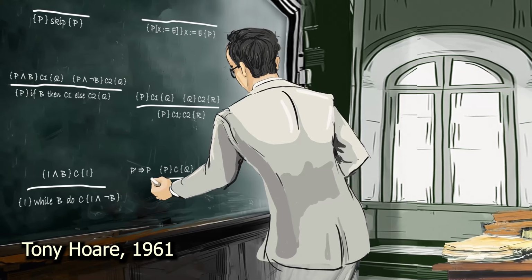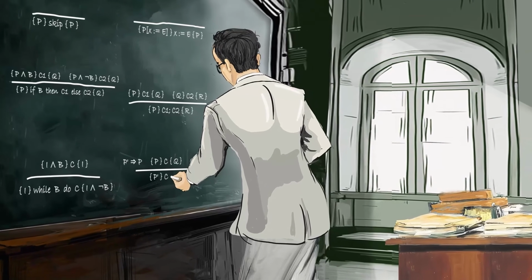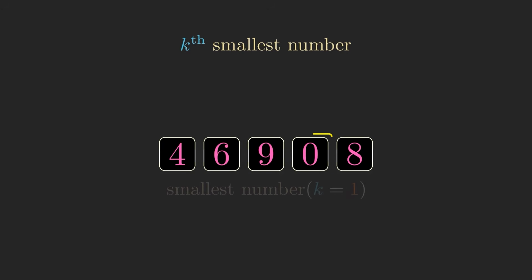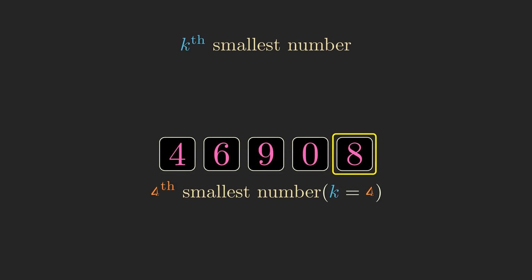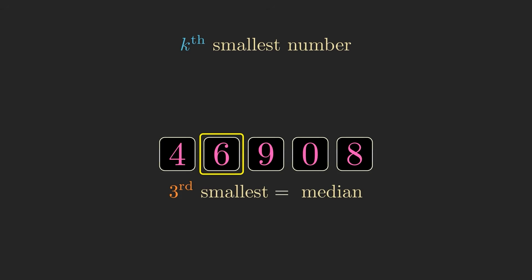This algorithm is called Quickselect, also developed by Tony Hoare, and it actually solves a slightly broader problem than finding medians. In general, Quickselect is used to find the kth smallest number in the list for some number k. The median is really just a specific case of this. For example, in this list with 5 numbers, the median would be the third smallest number, which in this case is 6.